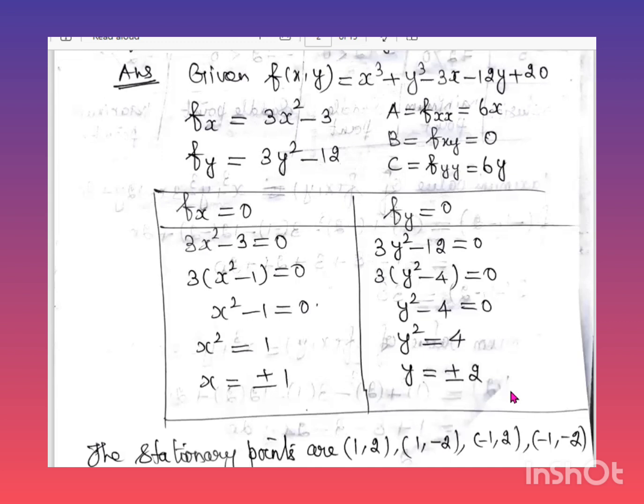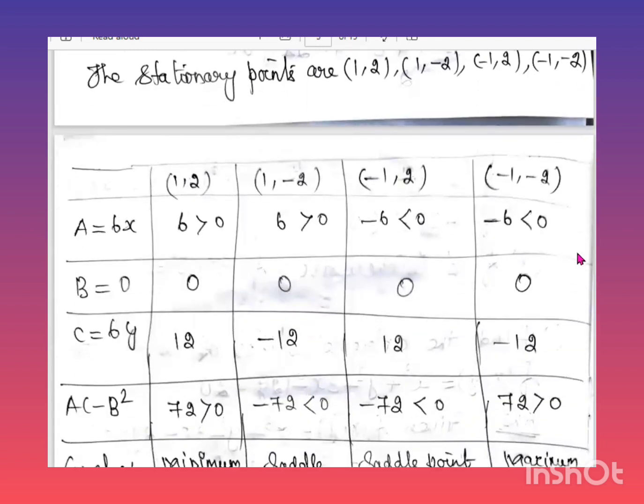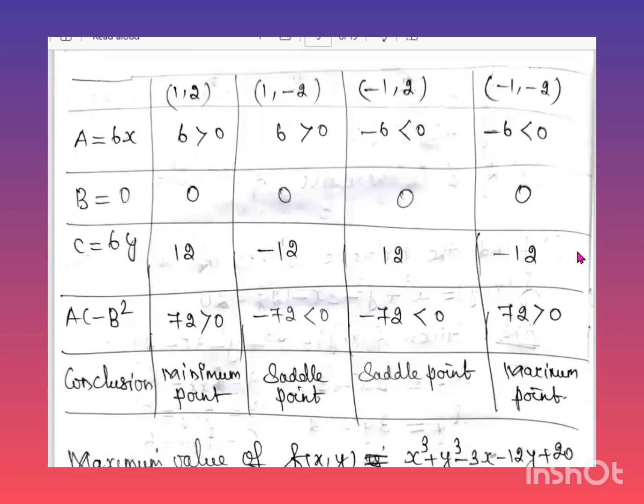X is plus 1, y is plus 2. X is plus 1, y is minus 2. X is minus 1, y is plus 2. X is minus 1, y is minus 2. So these are the stationary points: (1, 2), (1, minus 2), (minus 1, 2), (minus 1, minus 2). Using these 4 stationary points, we are going to find the maximum or minimum value, saddle point, or inconclusive, whatever it is.